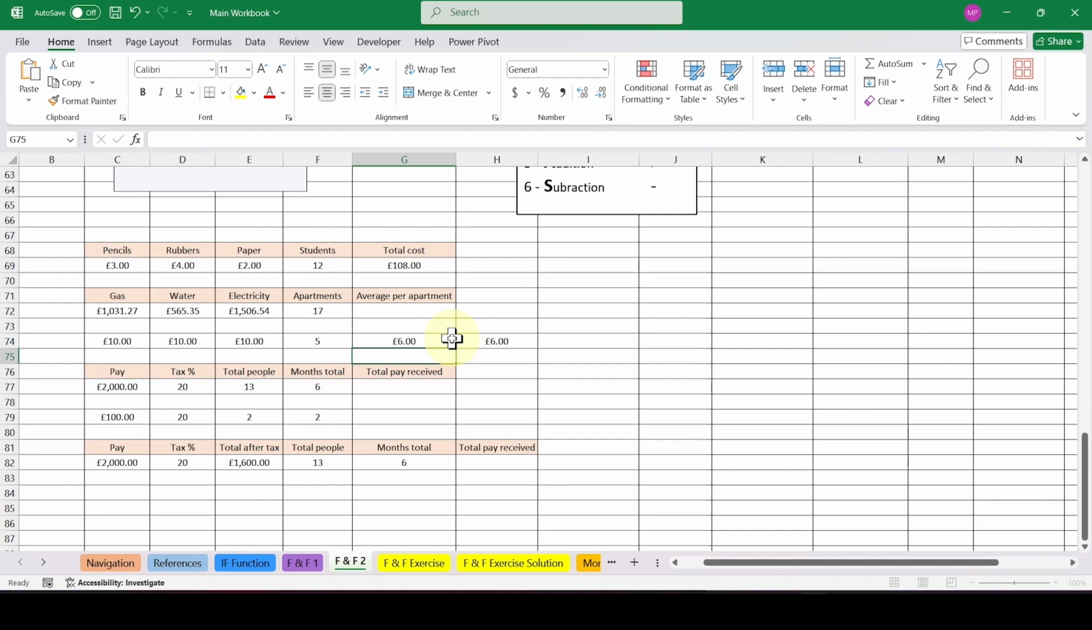So all I need to do at this point is come to this cell here where this formula is written, press Ctrl C, and you can see the marching ants around this cell. Select this cell here and press Ctrl V to paste this formula in. And here I have my answer.